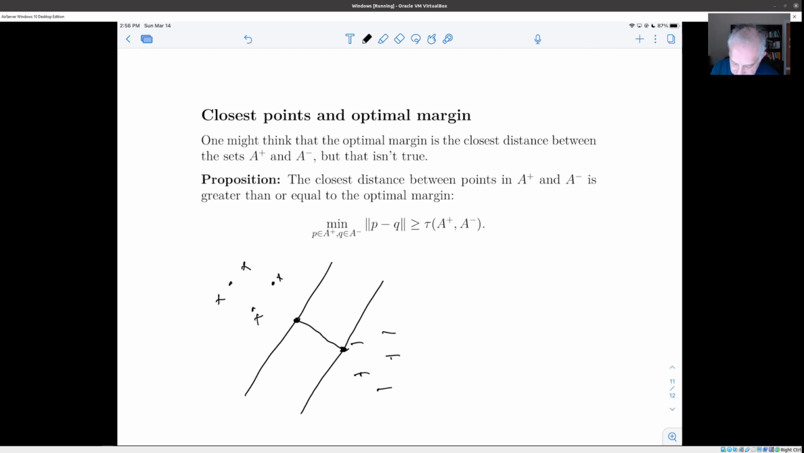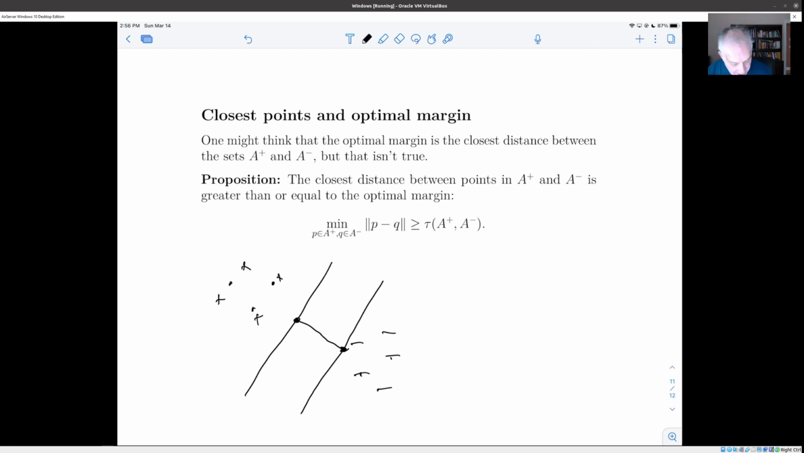So in this proposition, what's true is that the closest distance between the two sets is always bigger than or equal to the margin, but it can be bigger. And so let's see why that's true. Let's prove the one direction, and then we'll worry about the other direction. I'll show you a counterexample to explain why what you might think of as the more naive picture doesn't hold.